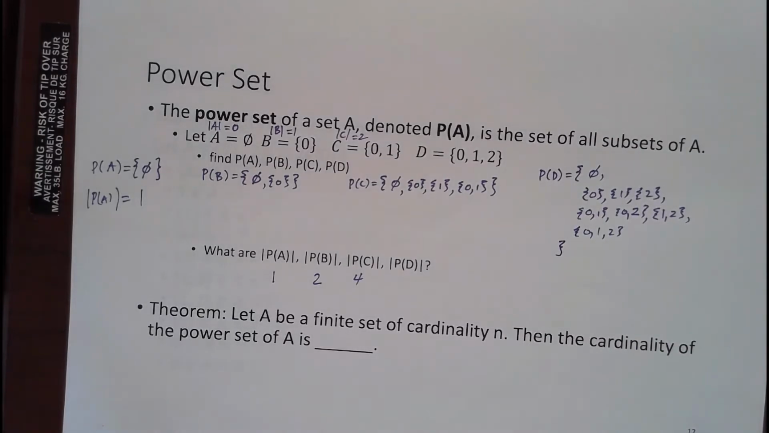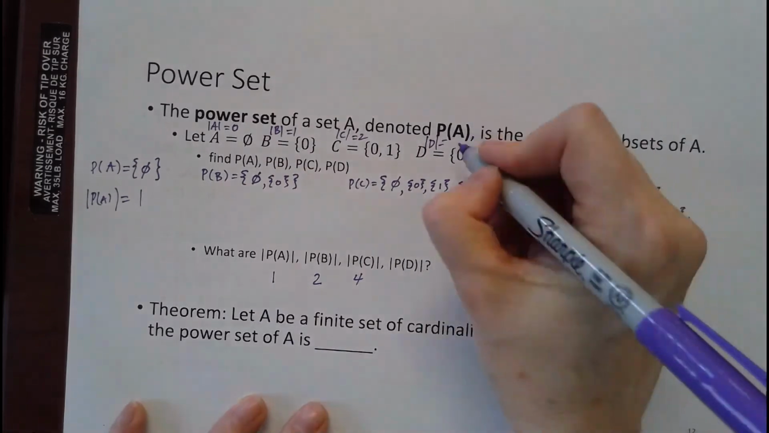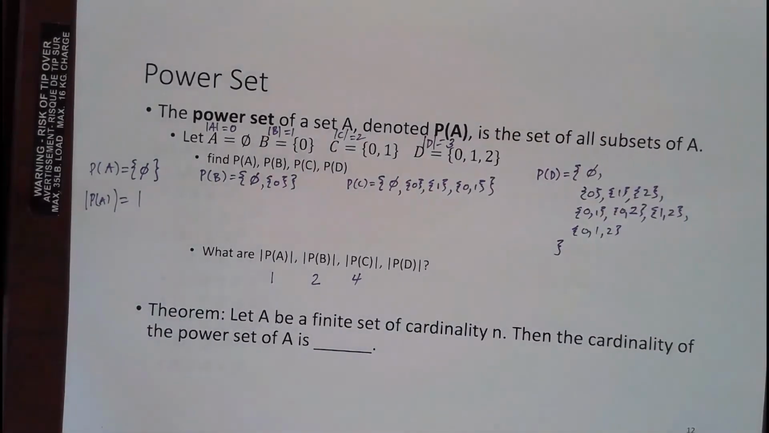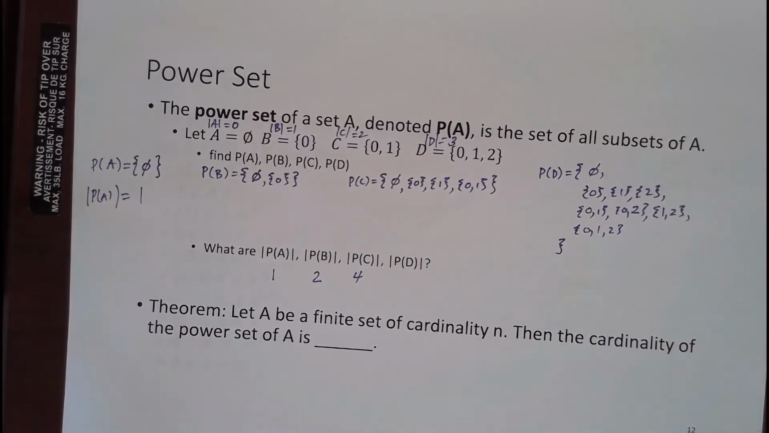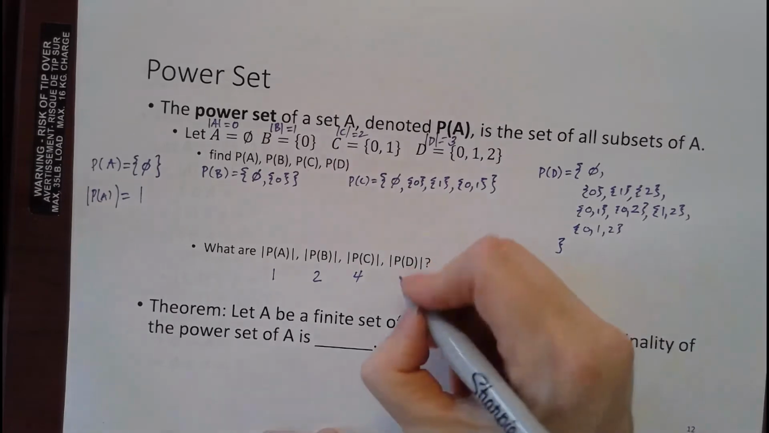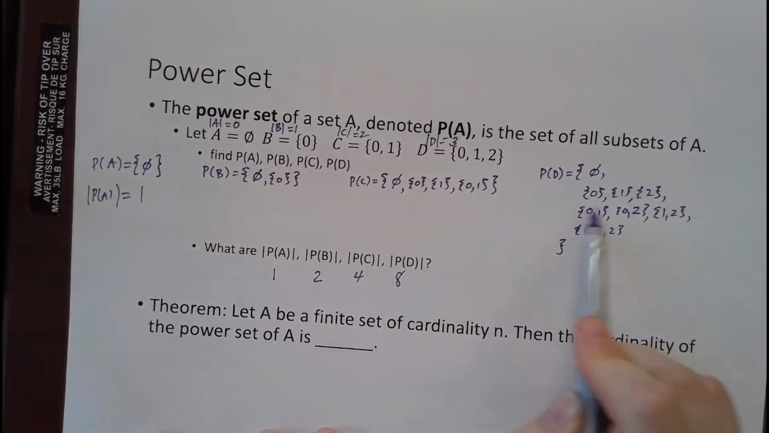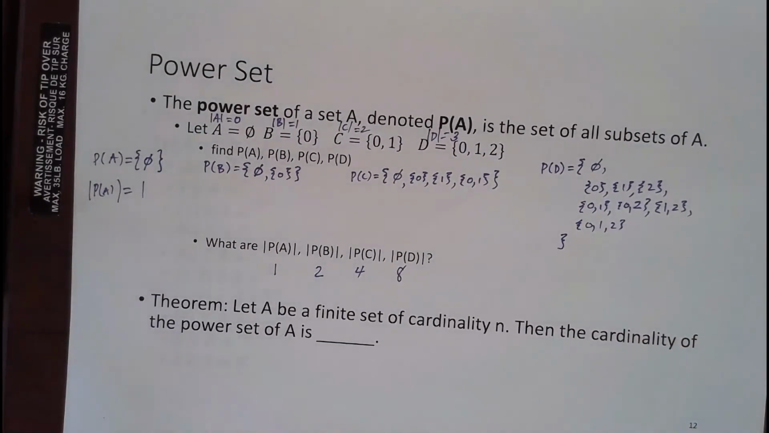Okay. So what was the cardinality of D? That's 3. And then how many things did we list in the power set? 1, 2, 3, 4, 5, 6, 7. I hope I listed more than 7. 8, yes. Yeah, there are 8. 1, 2, 3, 4, 5, 6, 7, 8. There's 8. So I didn't think I missed one.